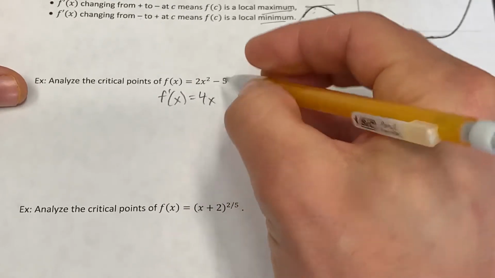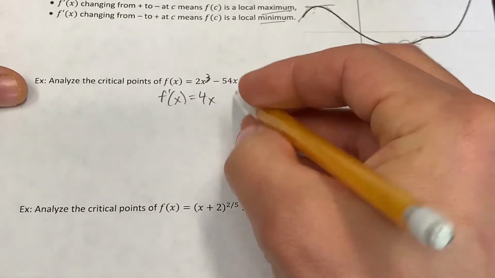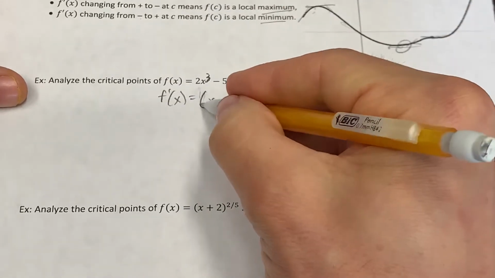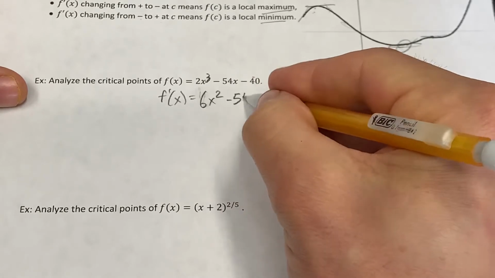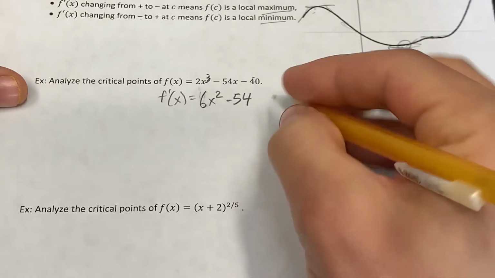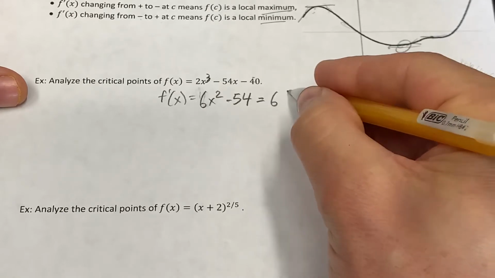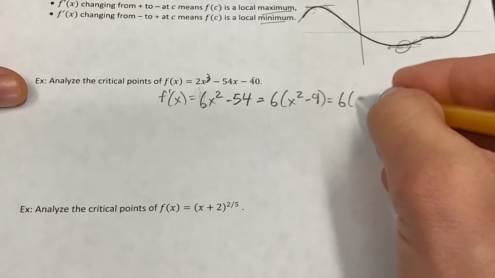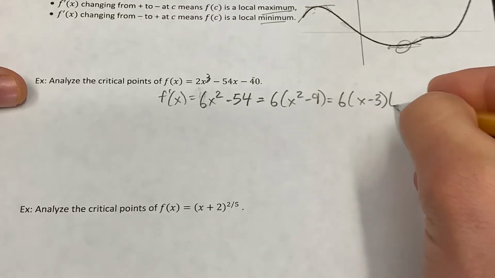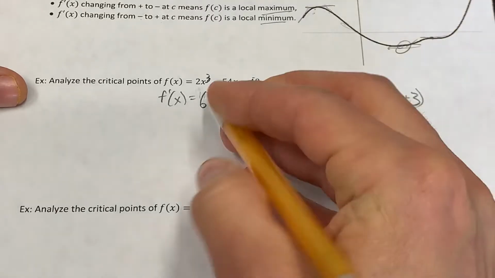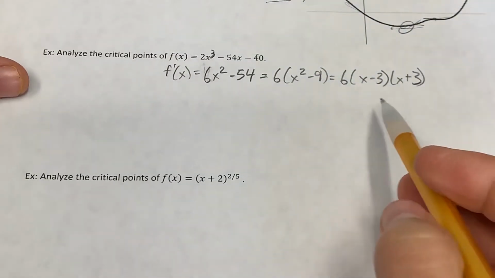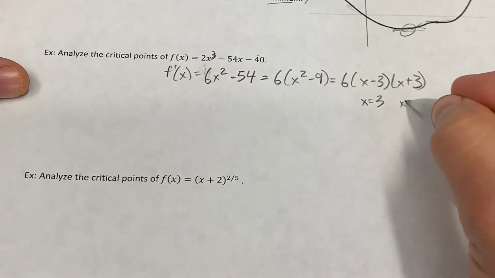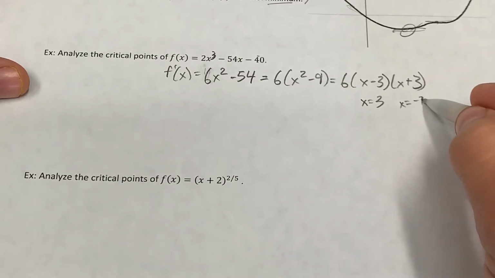So 4x, oh, I'm sorry, that was supposed to be to the third. Let me pretend like it was to the third. 6x squared minus 54. Let's see, what's that come out to? Factor out a 6, x squared minus 9, 6 times x minus 3, x plus 3. I wouldn't have been wrong the other way, but I was looking for something that had two critical points. x equals 3 and x equals negative 3. These are the critical points.